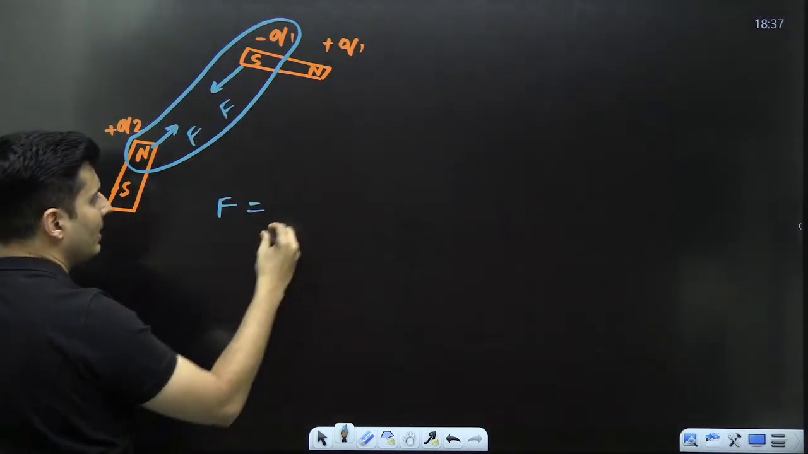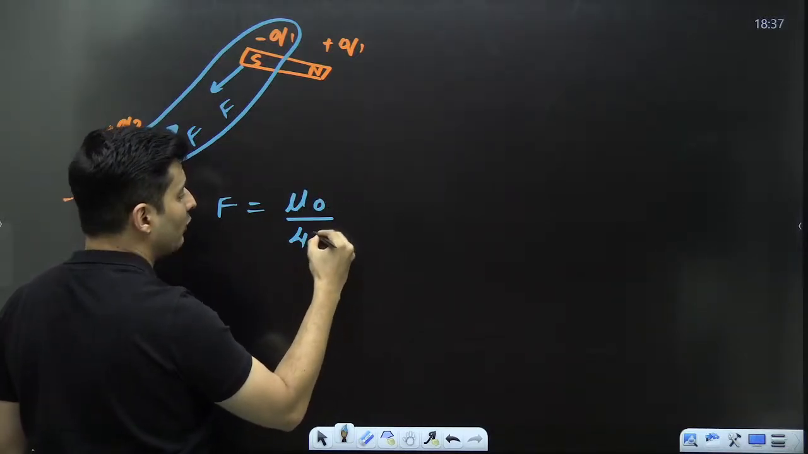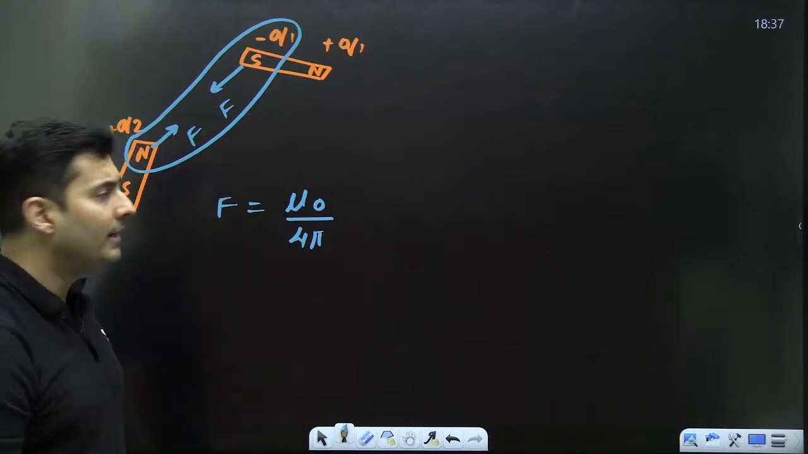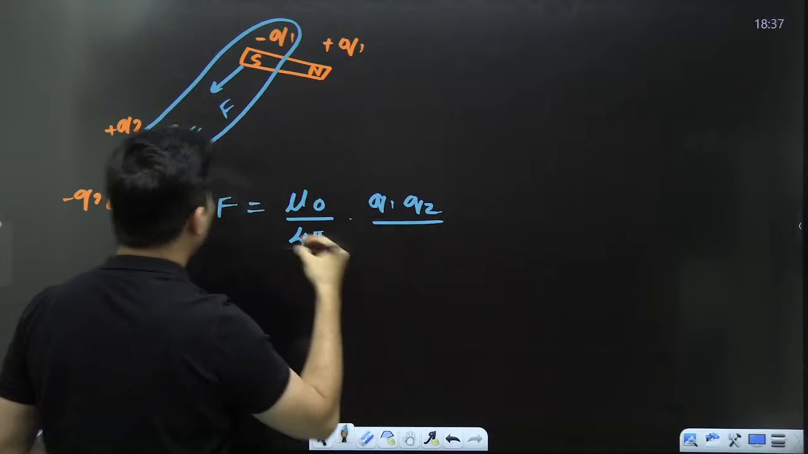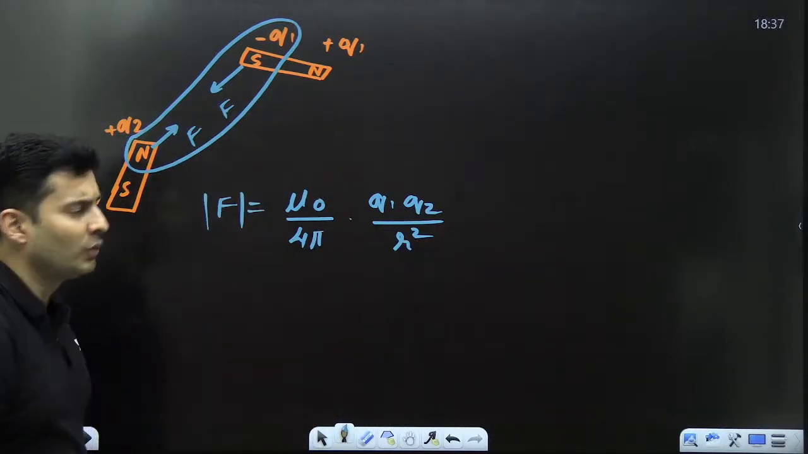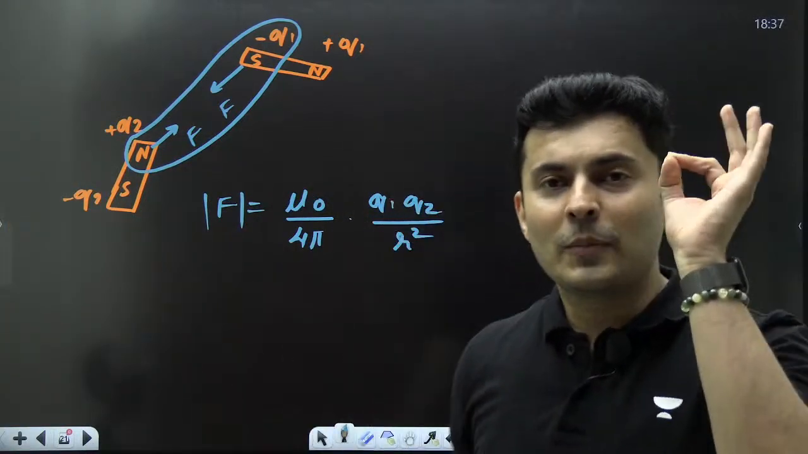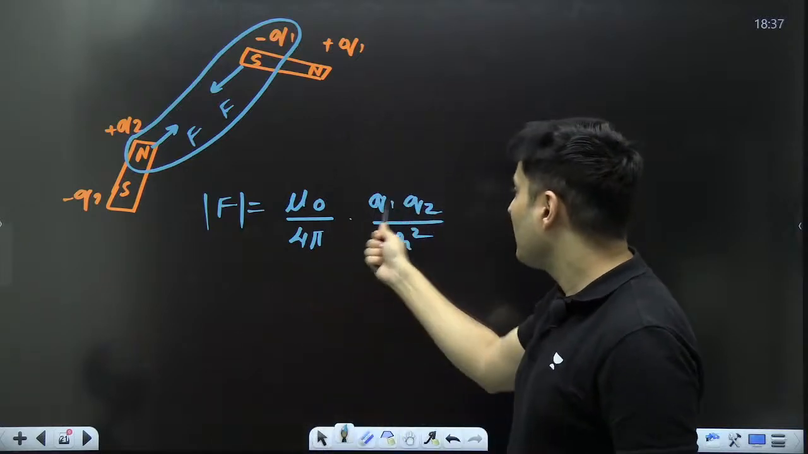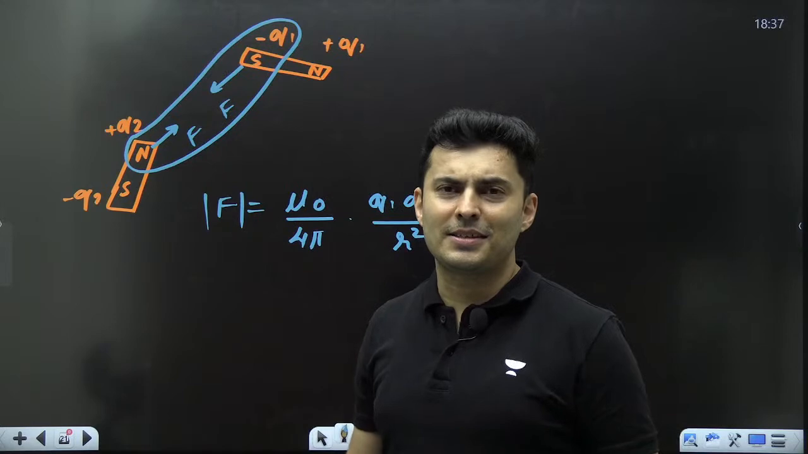That force will be given by, instead of 1 by 4 pi epsilon, mu naught by 4 pi, where mu naught is the permeability. And here you will have Q1, Q2, divided by the distance, let's say r. So r square, this is the magnitude of the force. Same formula, just that instead of electrical charge, these are magnetic charges, the pole strengths, that's all. Everything else is the same.